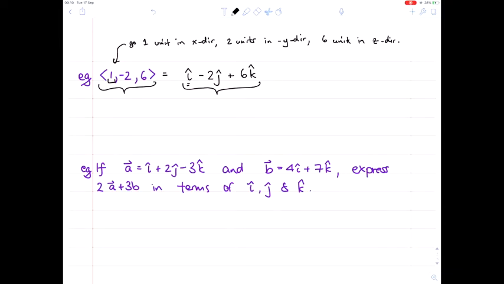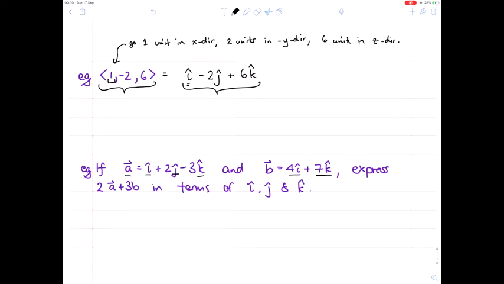So let's see how we can use addition and subtraction when we've got things expressed as basis vectors. Here we have a vector A, which consists of components: go 1 unit in the x direction, 2 units in the y direction, and minus 3 units in the z. And our B vector says go 4 units in the x direction and 7 units in the z direction, and we're not moving in the y.